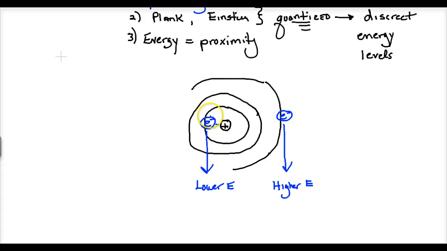So this is the first energy level. Being closer to the nucleus means electrons have lower energy. They're more controlled, if you want to think of it that way, by the nucleus because they're closer. Electrons that exist farther away have higher energy, because they're able to exist farther away since they can overcome this attractive force somewhat.